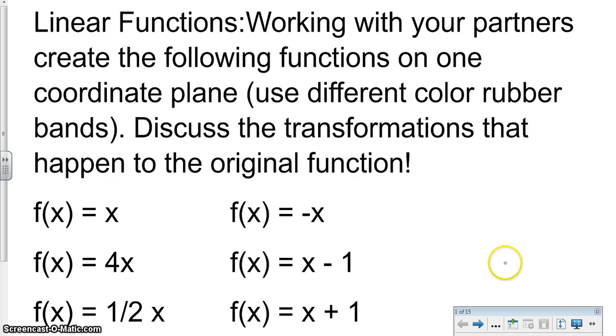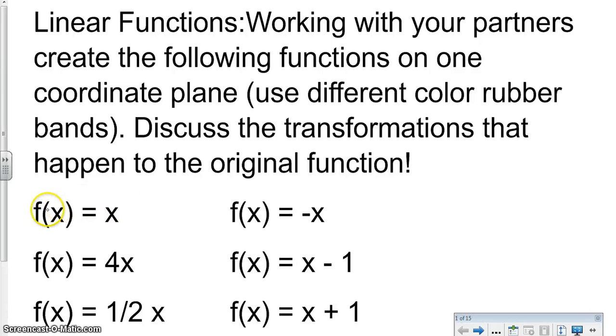So the first thing I want you to do is go ahead and pause the video and follow the directions on the screen. I want you to work with your partners and create the following functions on a coordinate plane. And I want you to try to use different colored rubber bands. And I want you to discuss the transformations that happen to this original function of f of x is equal to x.